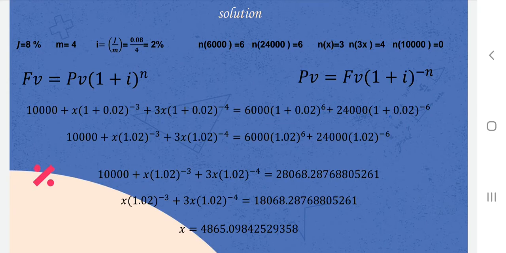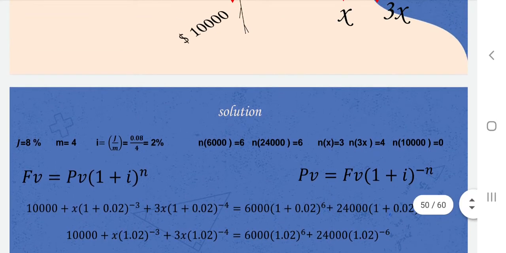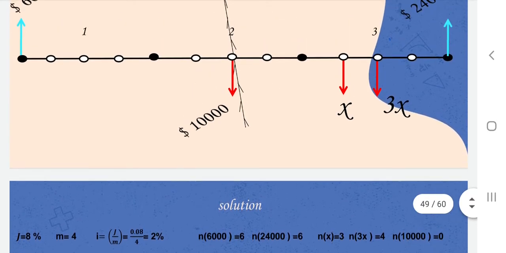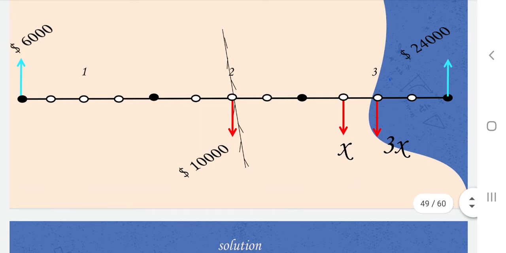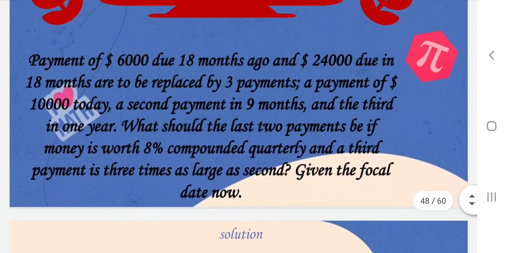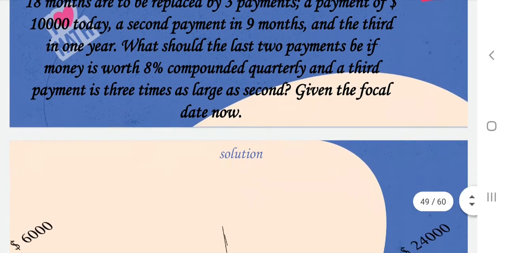By substituting for j equal 10%, m equal 4, i will be equal 2%. Note that we can get n for $6,000 by getting the distance between the maturity date and focal date, which is equal to 18 months.